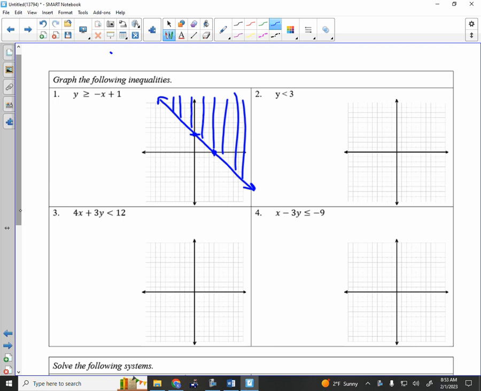The next one, notice that there is no slope there. There's no x. It is a horizontal line. Remember that y equals is a horizontal line, and x equals is a vertical line. So I'm going to mark 3 on the y-axis. Is it going to be a solid line or a dashed line? Dashed line. y is less than 3. Will I shade above or below? I will shade below.